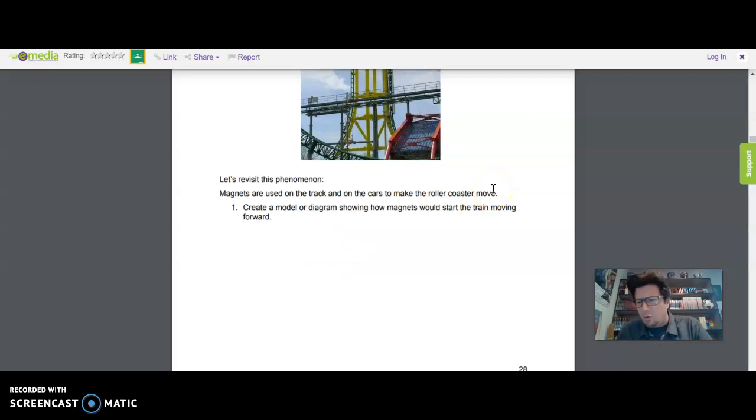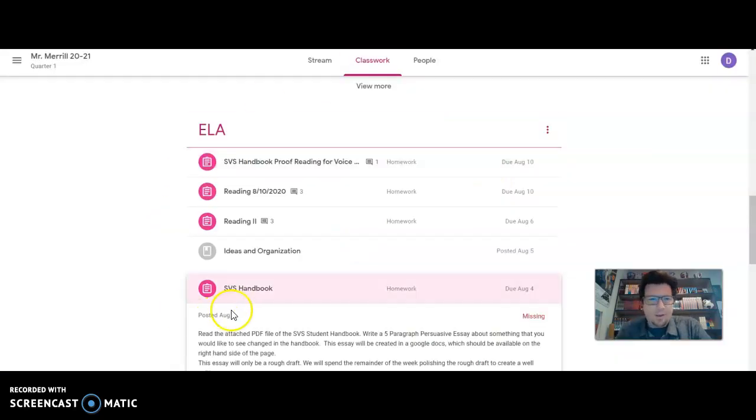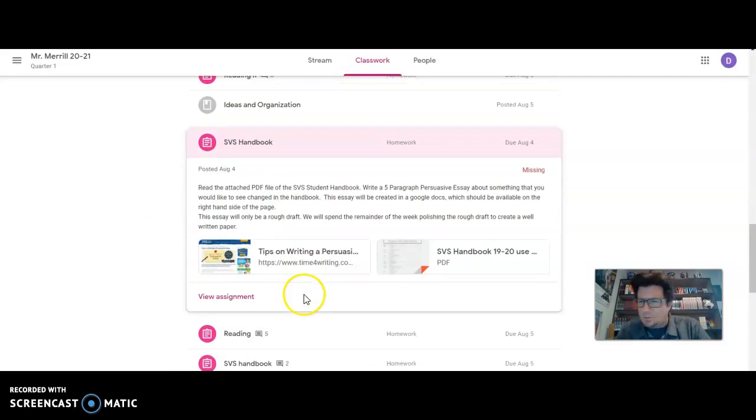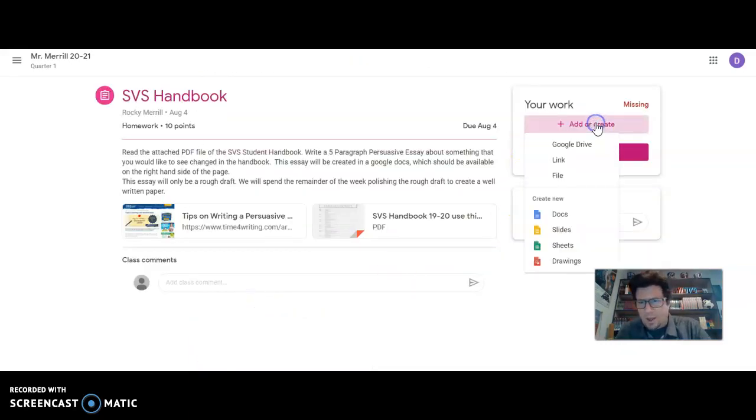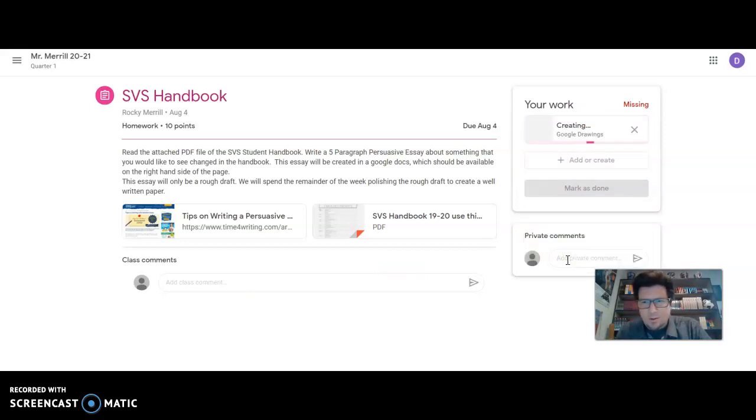Draw? What do you mean? We can't draw. Yeah, let's find out. Now let's pretend we're using Mr. Merrill's right now, but let's pretend it's ours. Remember, you go to View Assignment, go to Add or Create, and you can actually do drawings. Did you know that? Let's draw Mr. Merrill a picture. Should we? Yeah, I think we should, if it ever loads up.